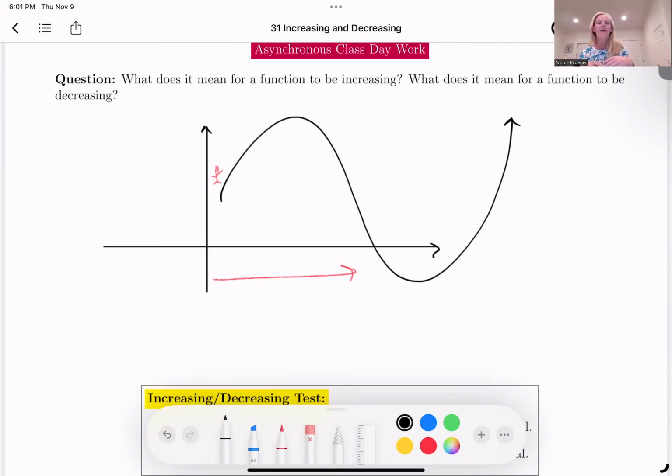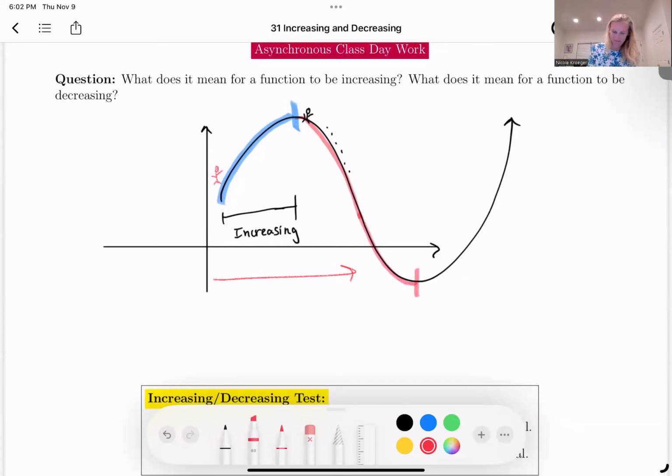So if they're walking along the graph, are they going uphill or downhill? If they're going uphill, then the function's increasing. So it looks like they would be going uphill up until probably this point. So the function would be increasing on that interval. Okay, then they get to the top of the hill, and if they keep walking, now they're going downhill. So the function is going to be decreasing if we're going downhill. If we were sledding, this would be a really steep downhill until we get to here. So the function is going to be decreasing on that interval. And then we start walking uphill again, and it looks like we're walking uphill for the rest of this graph. So the function's increasing again.